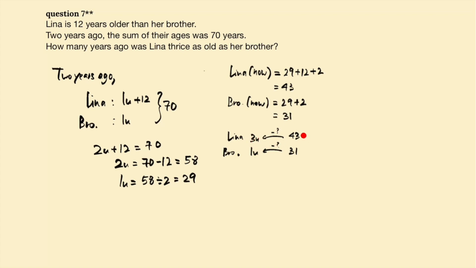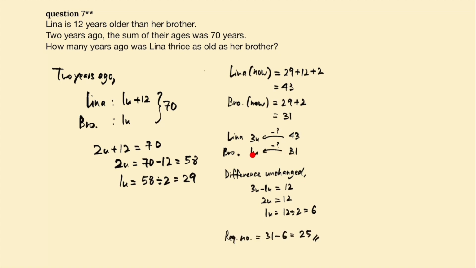The current age is 43 and 31. But the age difference is still 12. So we got 2 units, therefore being 12, 1U is 6 here. Now this unit here is not the same as this unit, yeah? Don't be confused. So this here is 6, and how many years ago is that? 31 minus 6, therefore gives us 25 years ago.